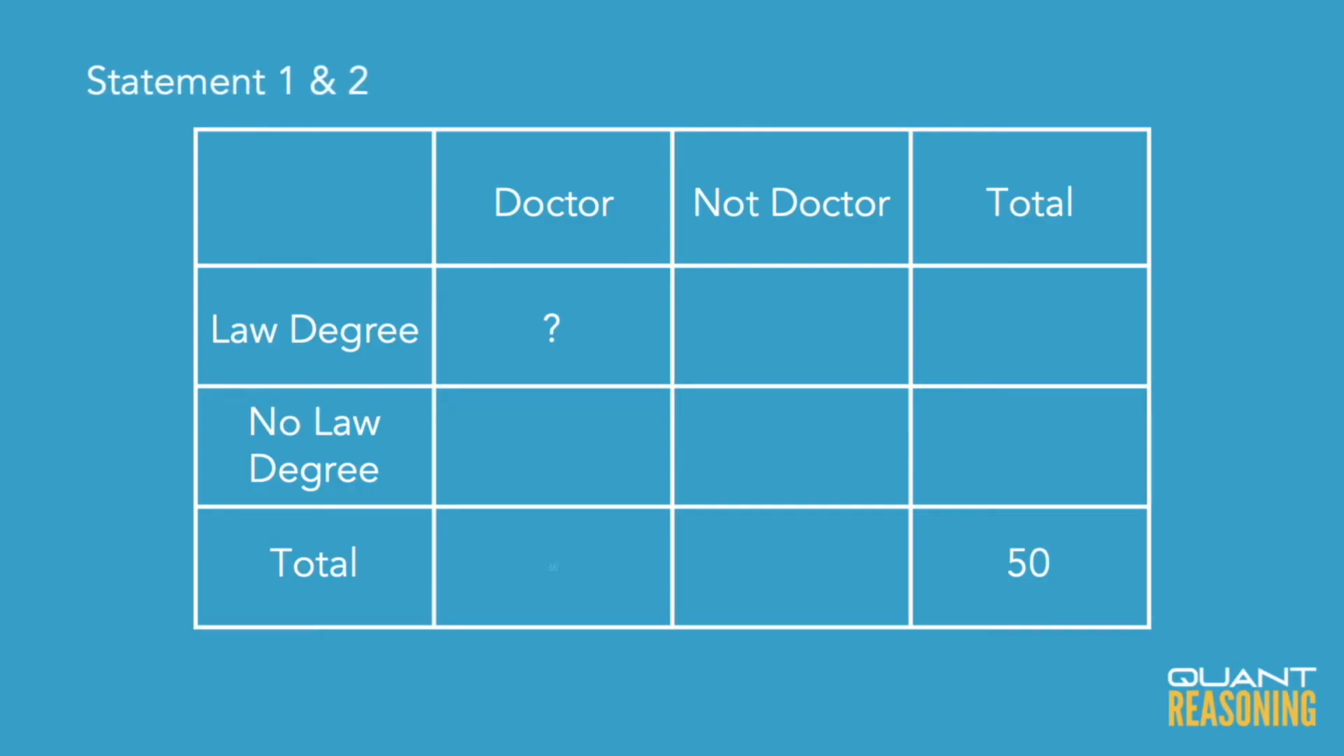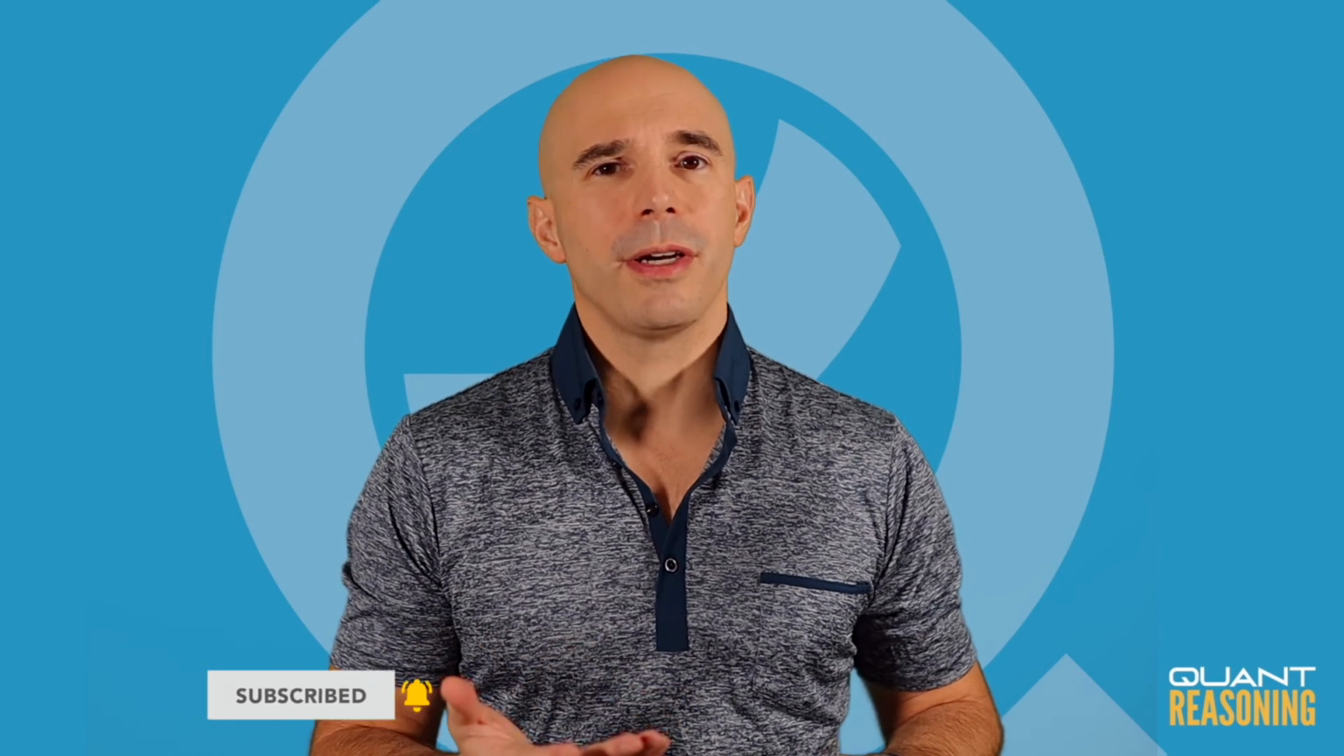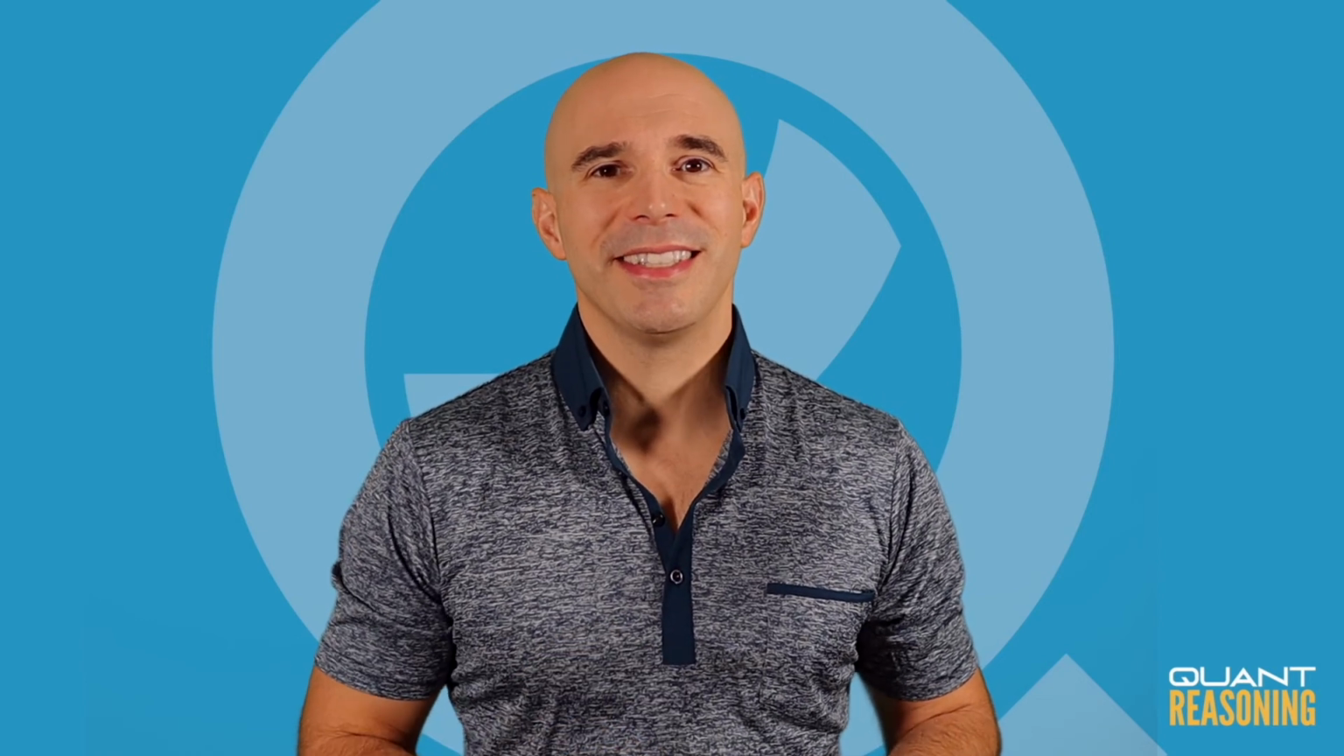Now, even if we combine these statements, we do know now all of the numbers in the bottom row, and we know all of the numbers in the right column, but how are we going to find the both cell? That top left cell remains impossible to find because we don't have a path to get there with an inference. So even combined, these statements are not sufficient, and the correct answer is E.